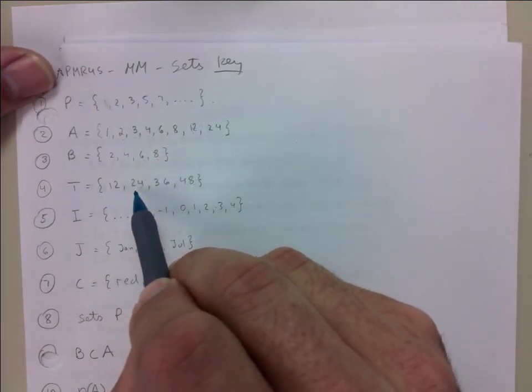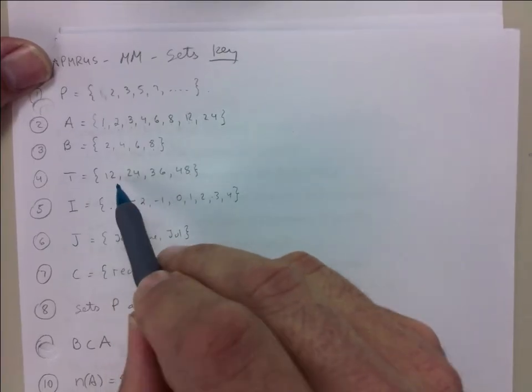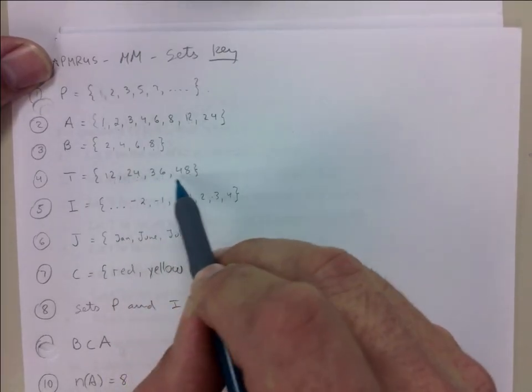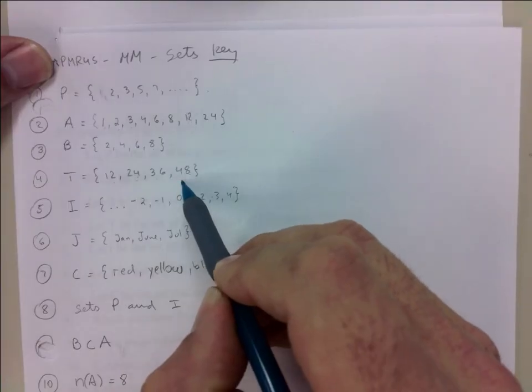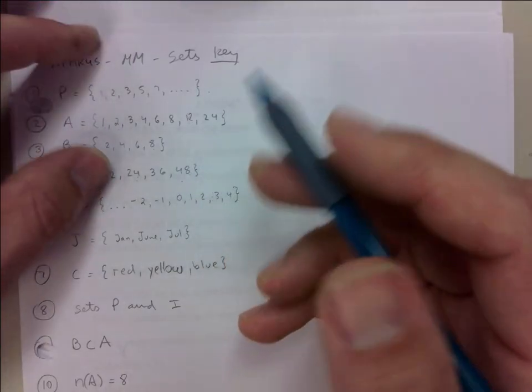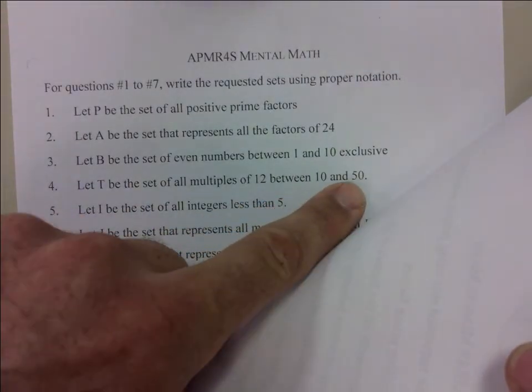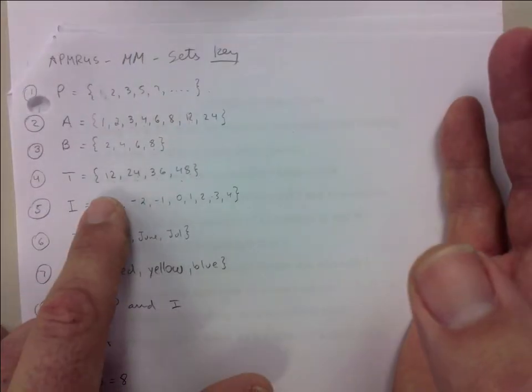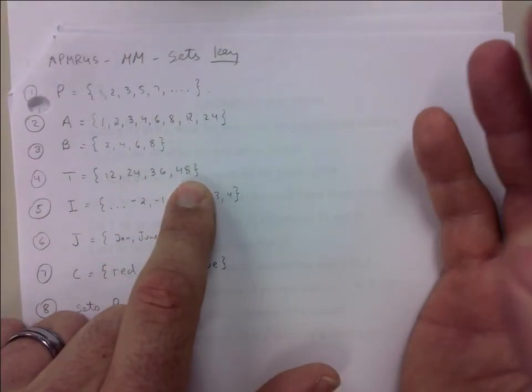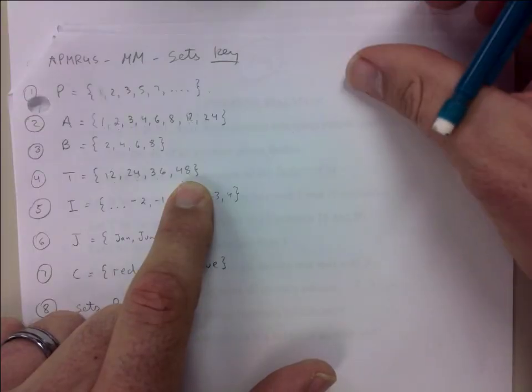T, is that multiples of 12, I think? Multiples of 12, so you start with a number and then you go up by that number. So that's what you should have. What does it say there? It's between 10 and 50, right? So these would all be between 10 and 50. That's it. So it's finite.